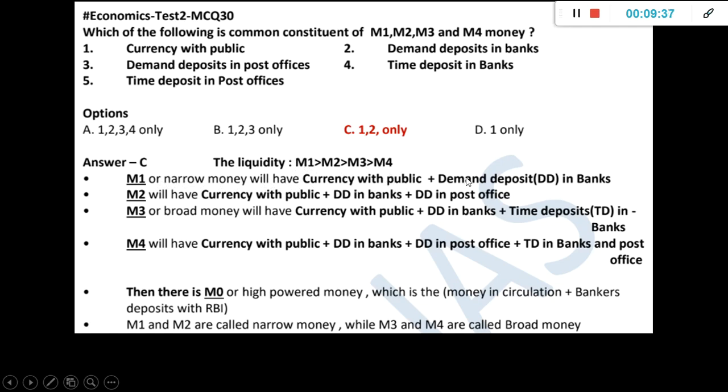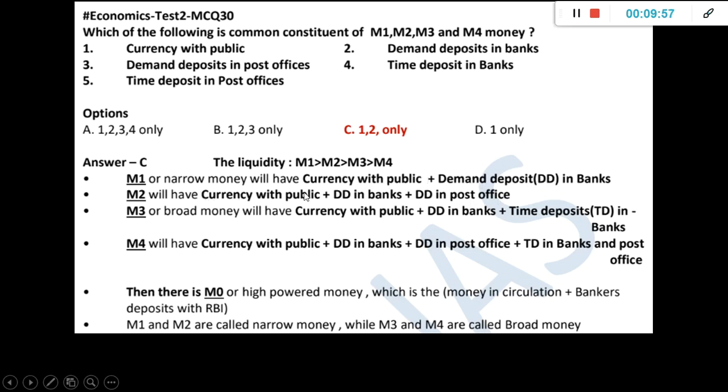M1, or narrow money, has currency with the public, like cash, plus demand deposit in bank. Demand deposit means you have an account, savings account or current account. You put the money in the bank and anytime you can go and demand it, give a check, or take it out. That is called demand deposit. So it's easily liquidable. Currency with public and demand deposit in bank, this is M1, the very basic one.